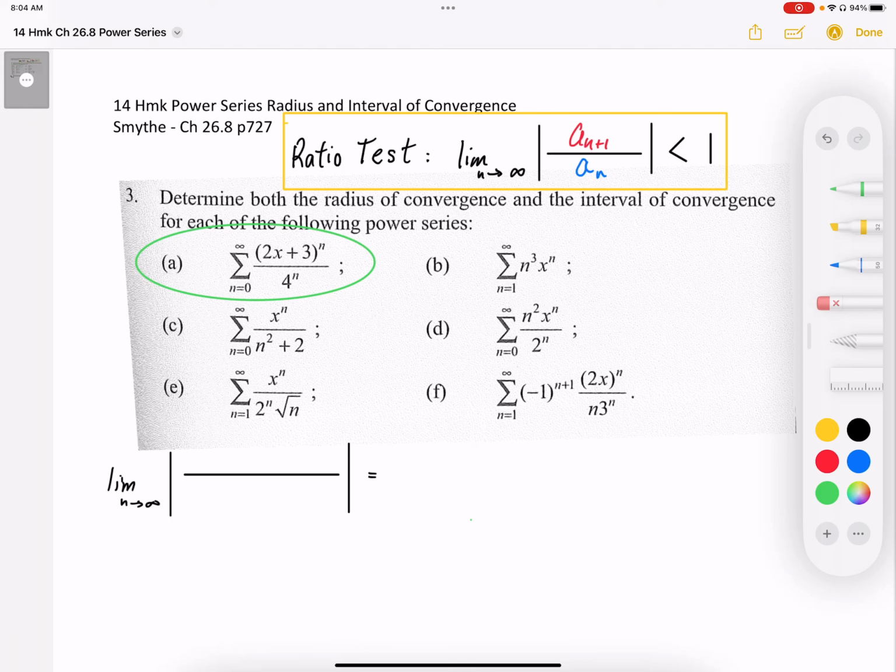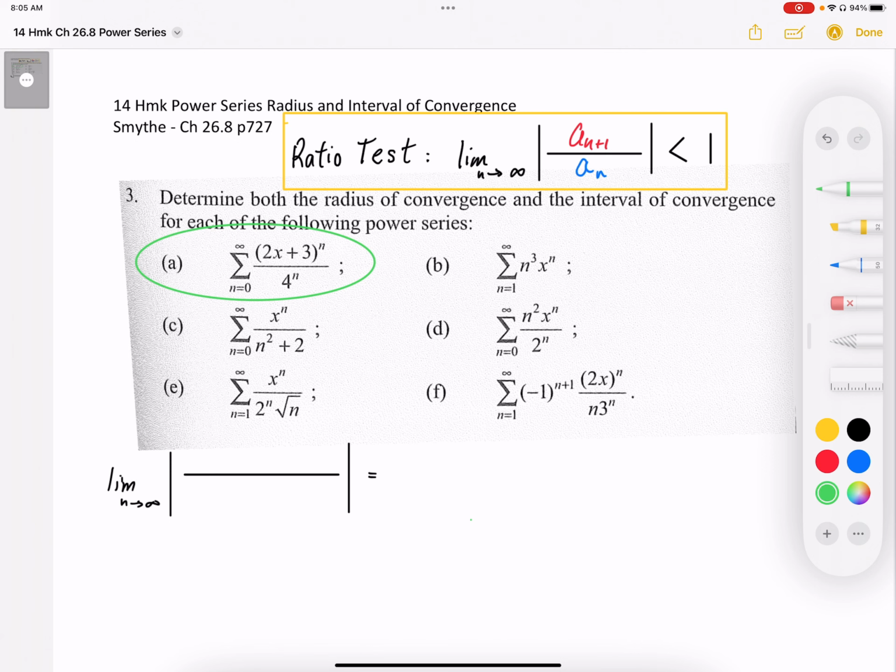We will use a ratio test to test the radius of convergence, and we're going to use another test for the endpoints for the interval of convergence for each of these power series. So question A, we have (2x + 3)^n over 4^n, and we're going to use a ratio test.